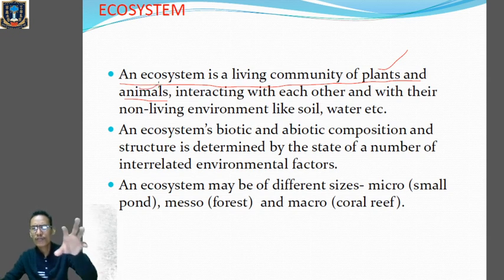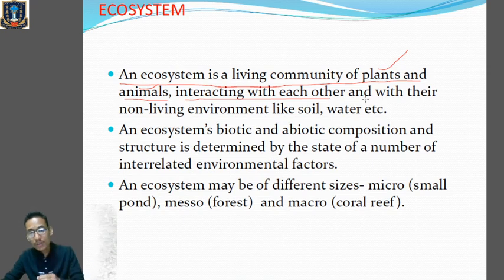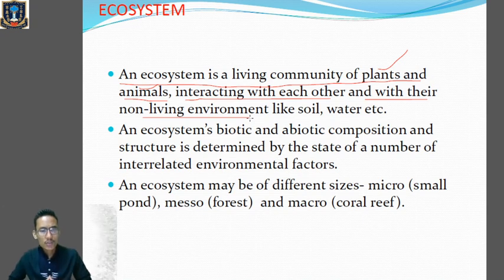So in ecosystems, we are finding the living community of plants and animals which will interact with each other. So there will be interaction among each other along with their non-living environment. Okay, so we can say that ecosystem is a living component of plants and animals where we'll find the interaction between them. Not only will there be interaction between the living components, but also with the environment or the surroundings where they live. So here we are finding the interaction between the living and the non-living component along with their environment or the surroundings where they are present. So that gives the perfect definition of an ecosystem.